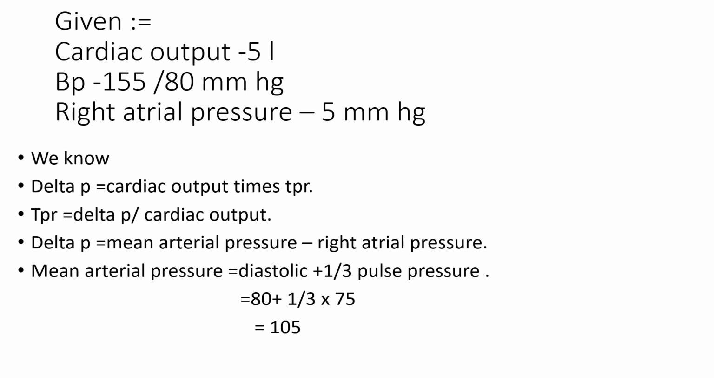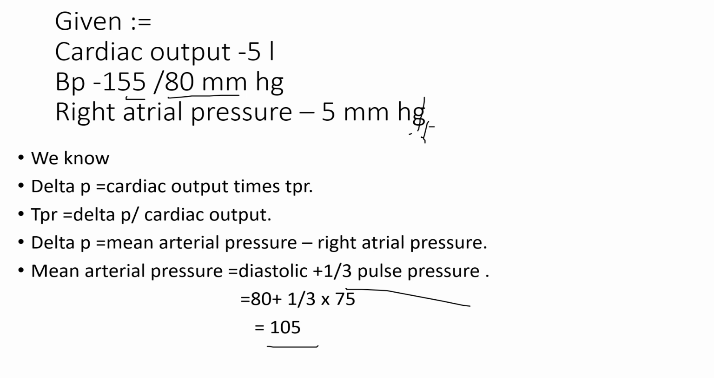Now, what is the formula of the mean arterial pressure? It is diastolic plus 1 by 3 of the pulse pressure. So diastolic is 80, and pulse pressure is basically systolic minus diastolic, that is 155 minus 80, that is 75. So one third of 75 is 25, and this comes out to be 105.